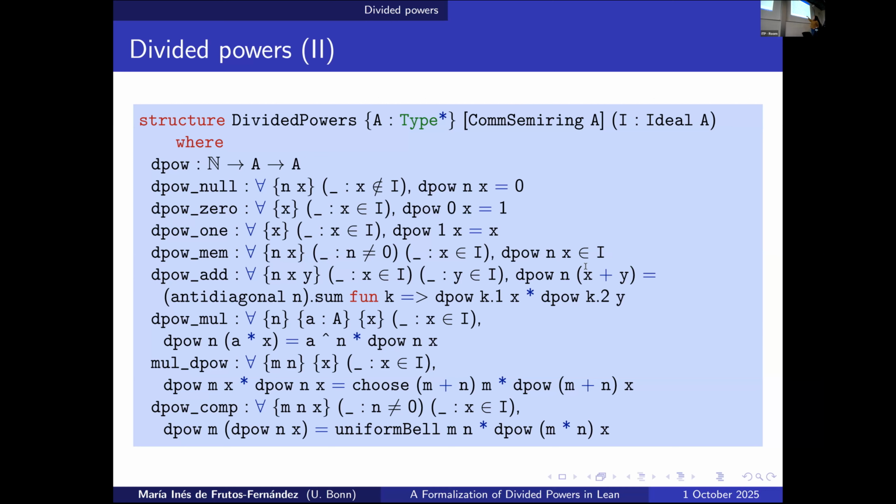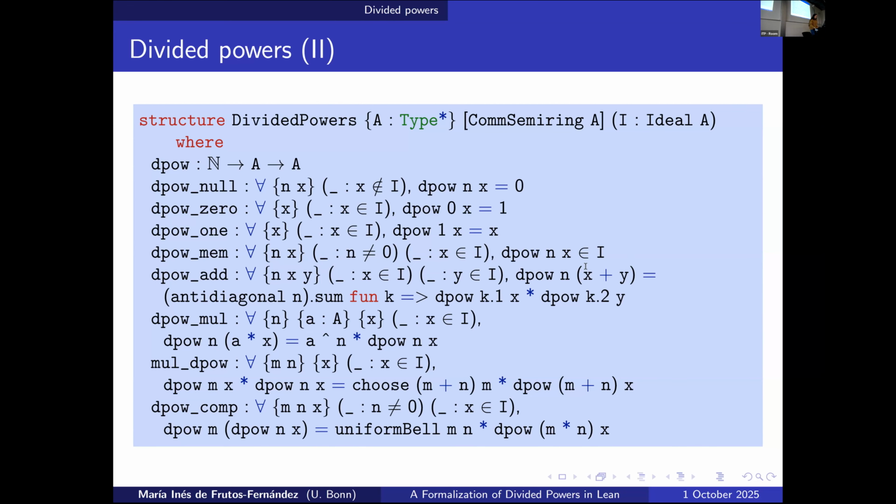And then in all of the other properties we impose, where needed, the condition that the elements are in the ideal. The reason we do it this way is to avoid having to coerce explicitly the elements of the ideal to elements of A, because that gets annoying, especially when you are considering several ideals at the same time.